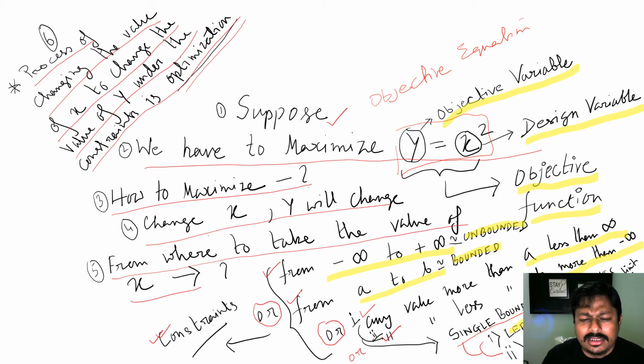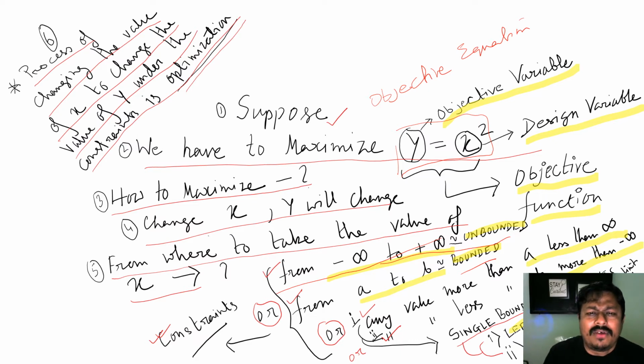And the constraints, as I have said, minus infinity to plus infinity means none of your design variables is bounded. That means it is an unbounded problem. You have no restriction. Your design variable can take any value. So it is a little bit absurd. Generally, there will be a constraint. And here you see from A to B, this is our bounded constraint. This I have already explained.